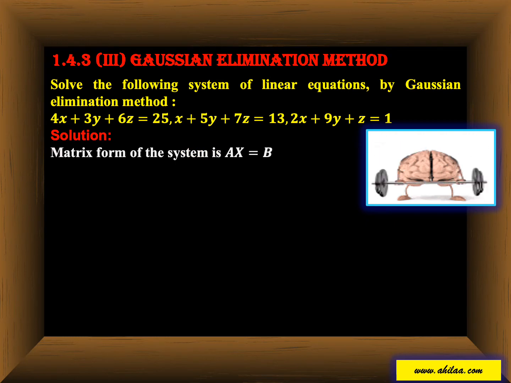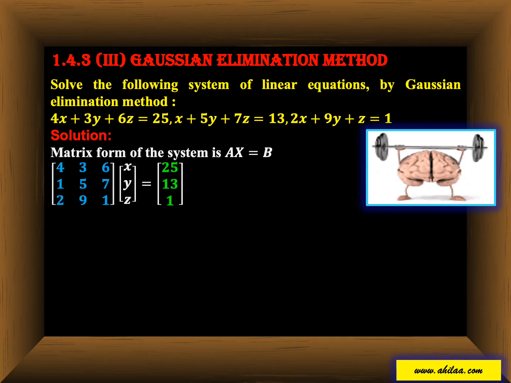So what is the matrix form of the system? That is AX equal to B. A means coefficient matrix, X variable matrix and B the constant matrix. So write it. From the first equation, the first row is coefficients 4, 3, 6. The second equation, the coefficients are 1, 5, 7. The third equation gives the coefficients 2, 9, 1 in the third row. The variables here are x, y, z. And see the right hand side constants 25, 13, 1.